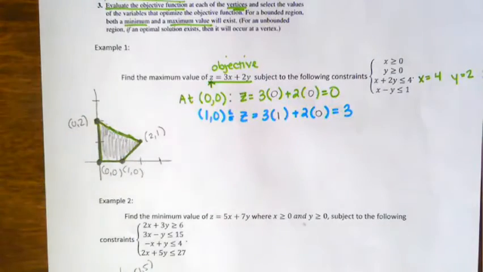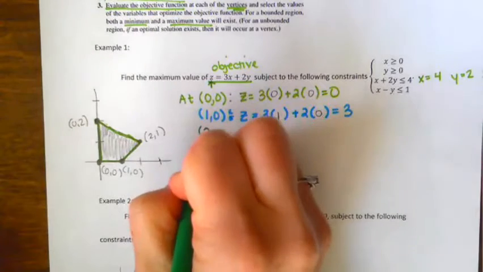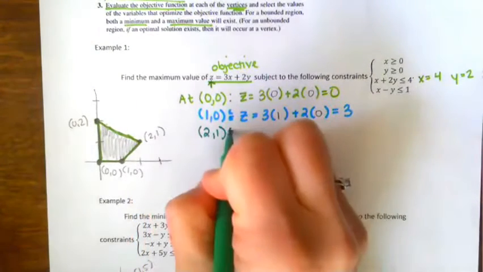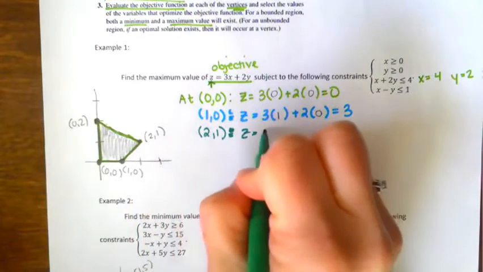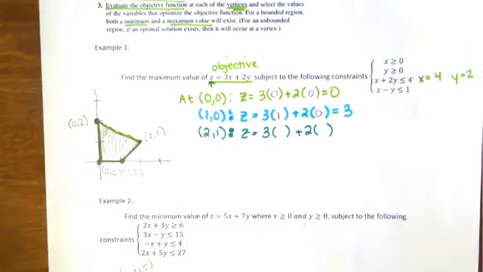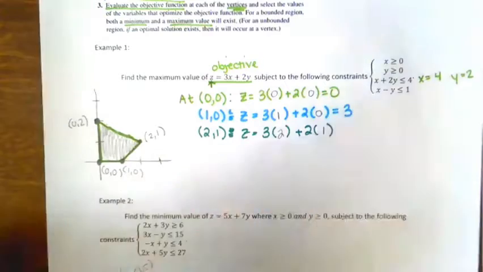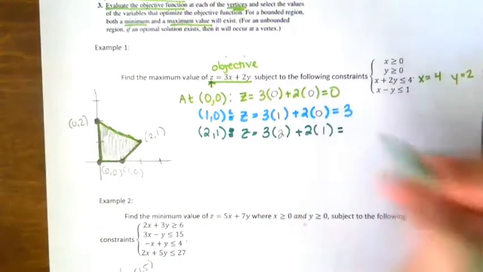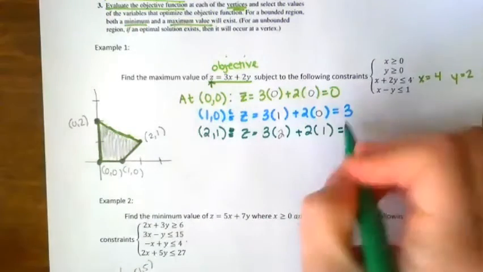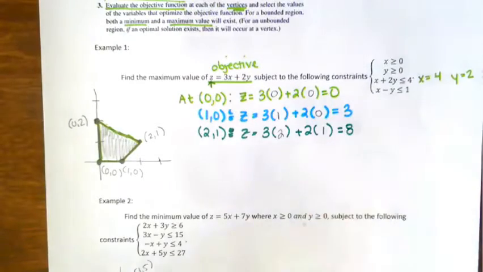Let's try the point (2, 1). z equals 3 times x plus 2 times y. So 3 times 2 plus 2 times 1. And what do we get? 8. So right now that would be our maximum value. But we still have one more point to try.